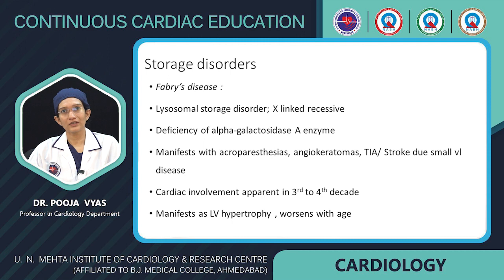Then other storage disorders, like Fabry's disease, which is a lysosomal storage disorder, an X-linked recessive disease, with deficiency of alpha galactosidase A enzyme. Usually it manifests with acroparesthesias, angiokeratomas, history of TIAs or stroke due to small vessel disease, and cardiac involvement is usually found in the 3rd and 4th decade. They manifest as LV hypertrophy and they worsen with age.